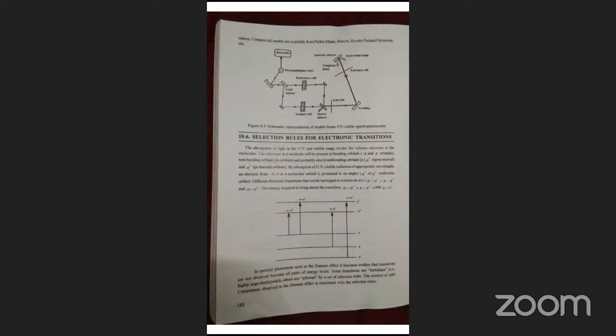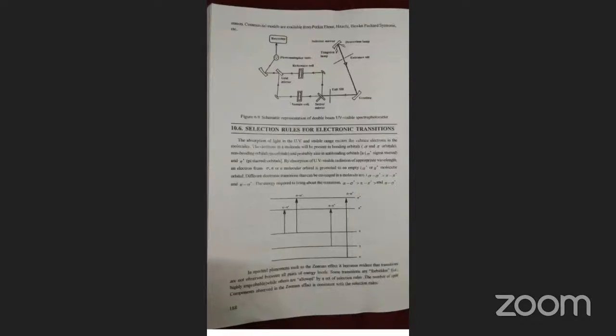Different electronic transitions that can be investigated in a molecule are sigma to sigma star, pi to pi star and n to sigma star. The energy required to bring about the transitions, that is sigma to sigma star, pi to pi star and n to sigma star, differs. Look at this generally. These types of transitions are present.